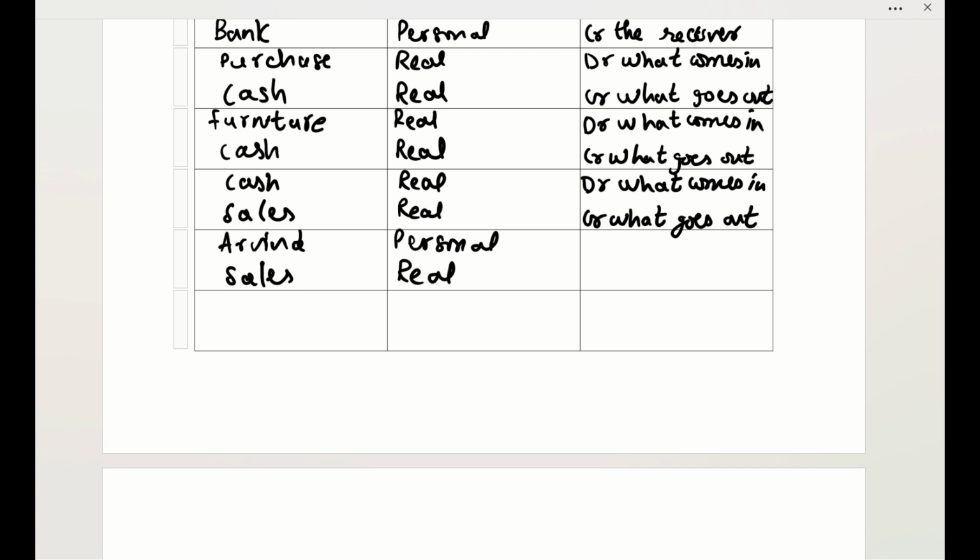So what is the rule of a personal account? Debit the receiver and credit the giver. So here debit the receiver. Here credit what goes out.